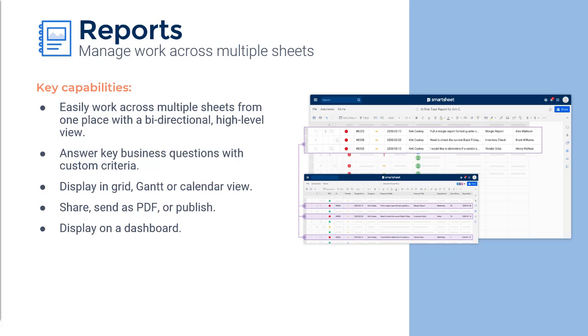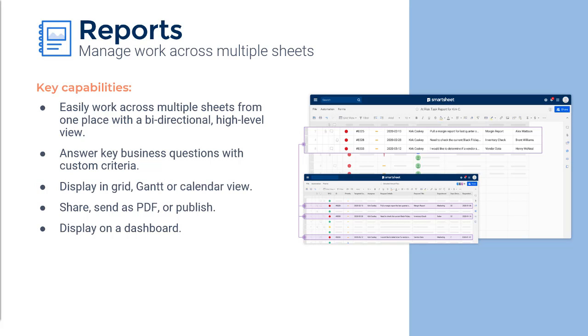or where you're trying to effectively manage information across those sheets, because reports are bi-directional. So any updates that you make on a report will write back to the underlying sheets and vice versa. So again, from a work management standpoint, reports really make it easy to manage work across multiple sheets in a scalable way. Again, reports also have a lot of flexibility in how you view them.